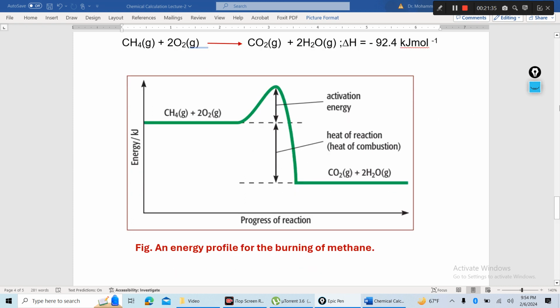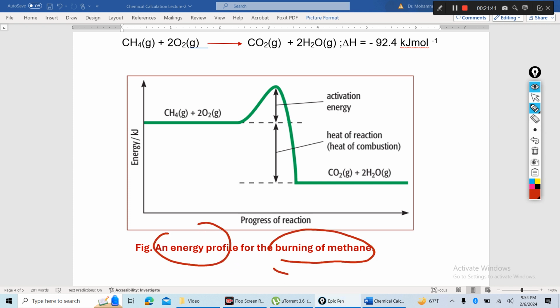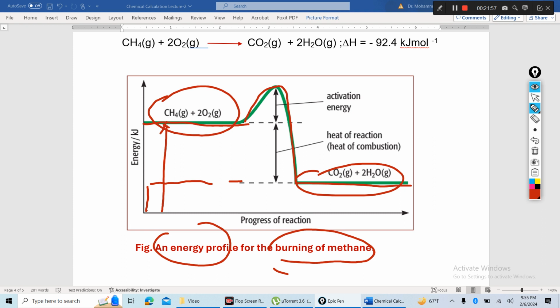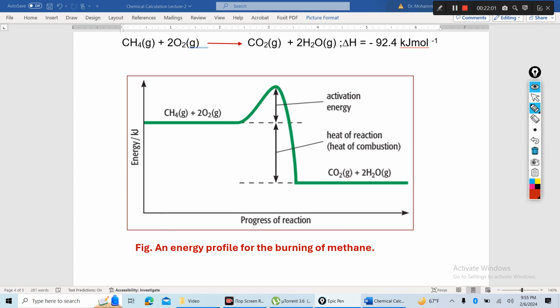This is the energy level diagram for combustion of methane. This diagram shows an exothermic reaction because the product has less energy and the reactant has more energy. So this reaction is an exothermic reaction.